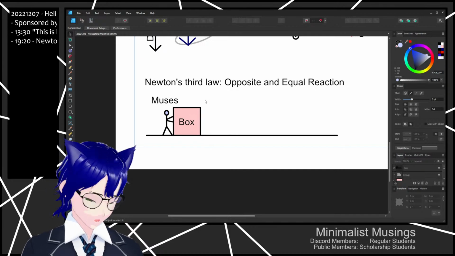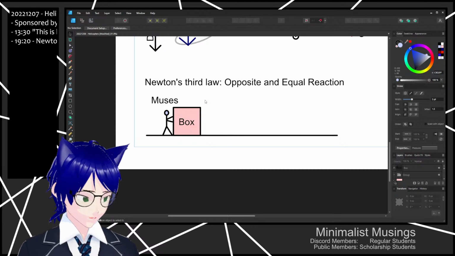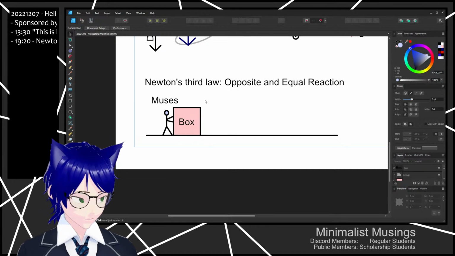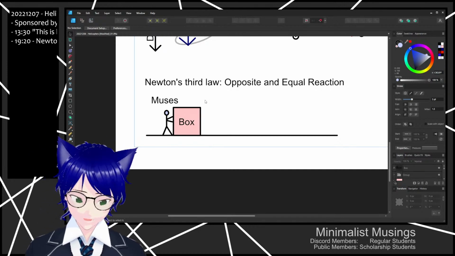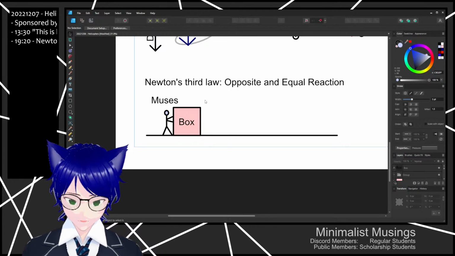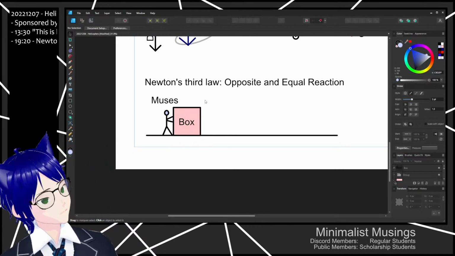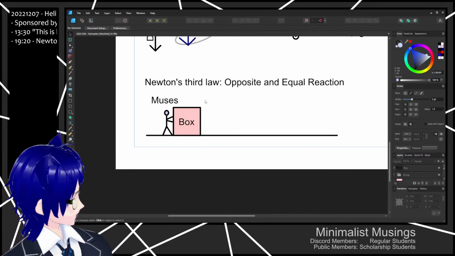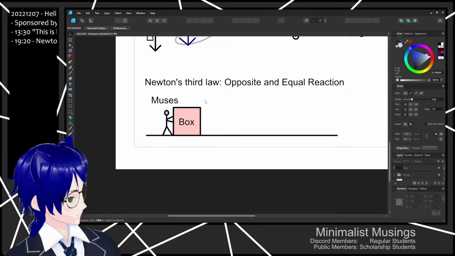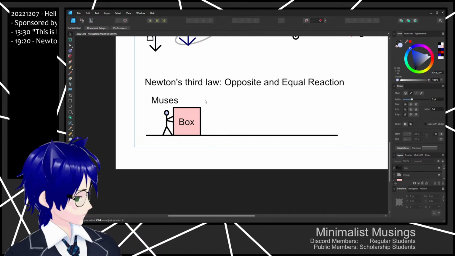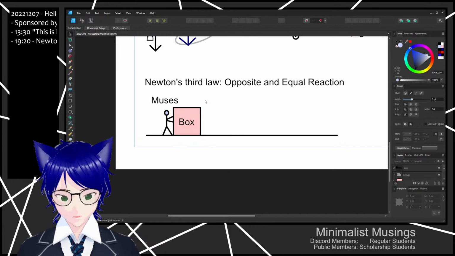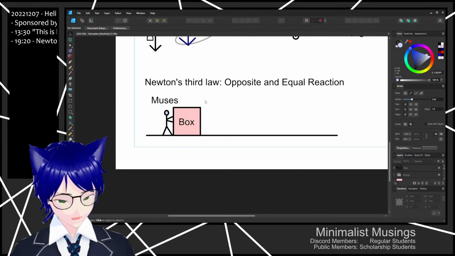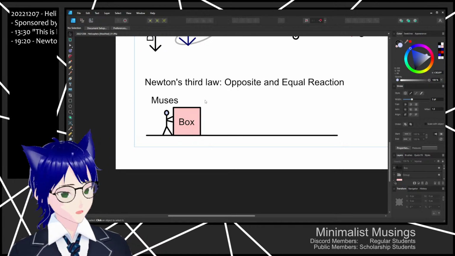And that means nobody's moving. But the force of the box on me must be the same as the force of me on the box. Otherwise, one of us would be moving. If my force on the box is greater than what the box is on me, then I would be punching a hole through the box. Does that kind of make sense? Yeah. And so how do I make it move?